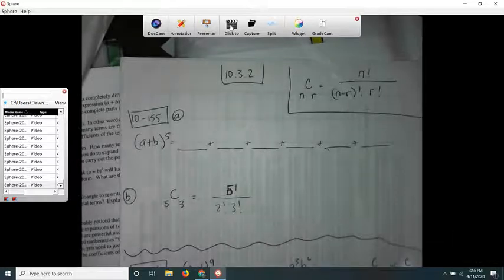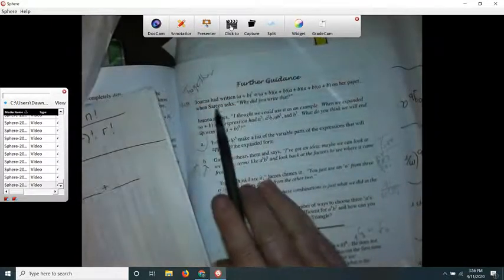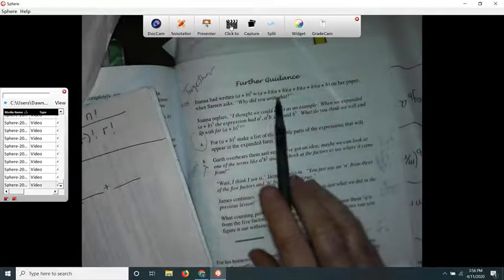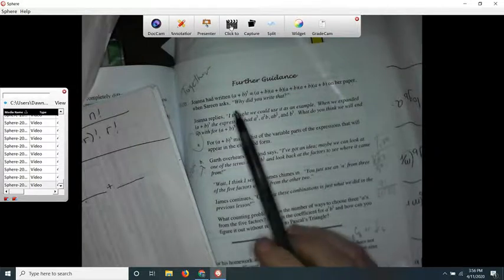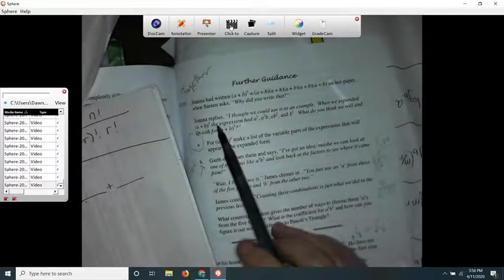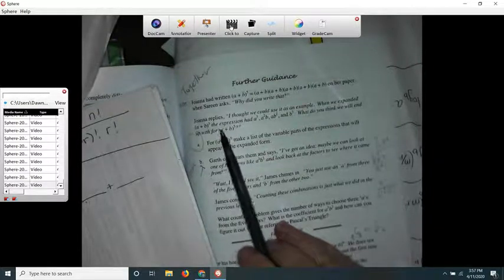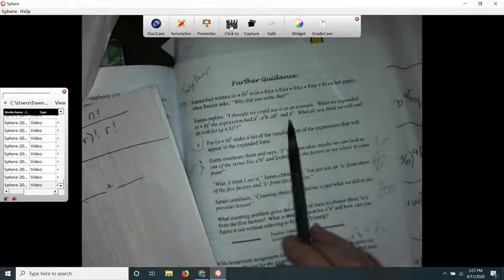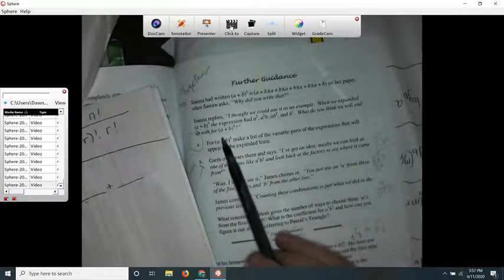We're on problem 10-155. It says, Joanna had written (a + b)^5 as (a + b)(a + b)(a + b)(a + b)(a + b) on her paper. When Serene asks why she wrote that, Joanna replies, I thought we could use it as an example. When we expanded (a + b)^3, the expression had a^3, a^2 b, a b^2, and b^3. What do you think we will end up with for (a + b)^5?